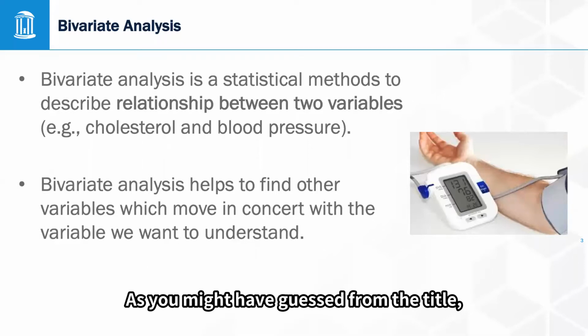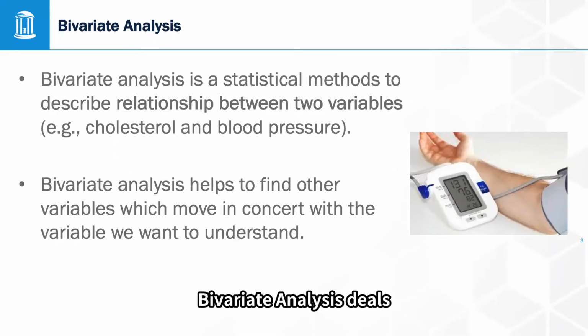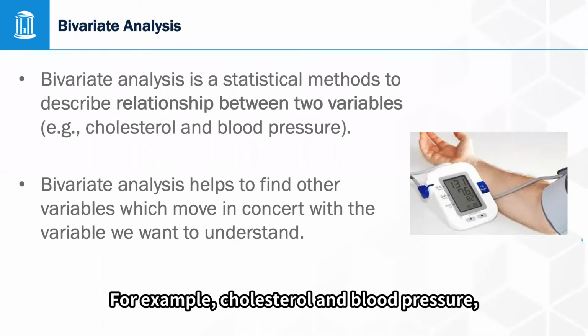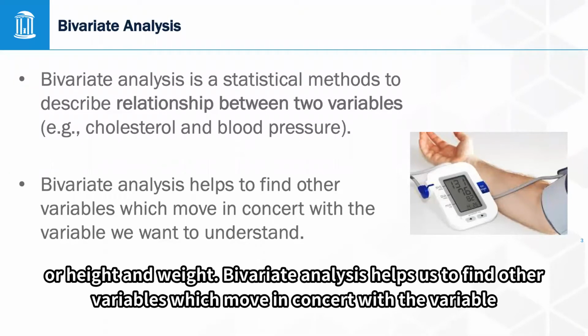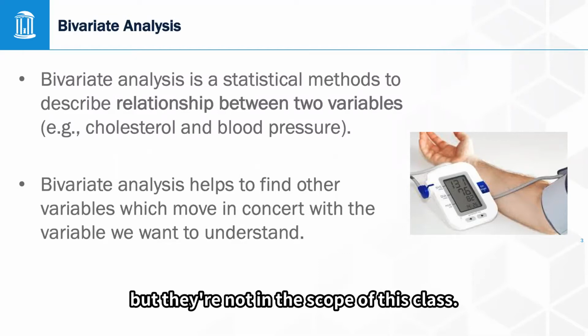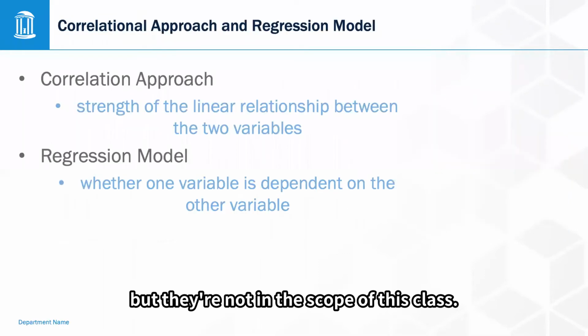As you might have guessed from the title, bivariate analysis deals with the relationship between two variables. For example, cholesterol and blood pressure or height and weight. Bivariate analysis helps us to find other variables which move in concert with the variable we are interested in. Surely, with three or more variables, we have multivariate distribution, but they are not in the scope of this class.